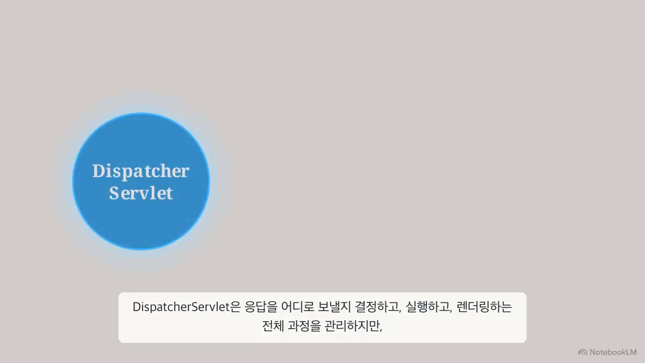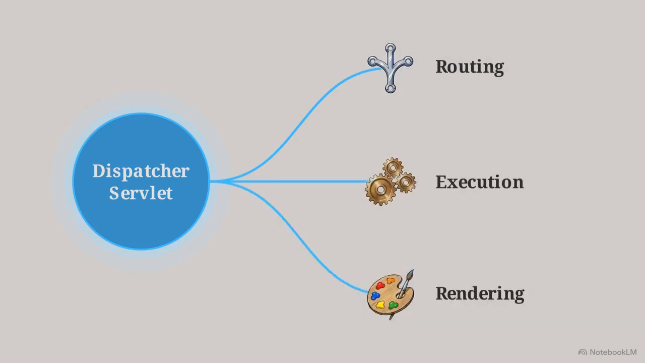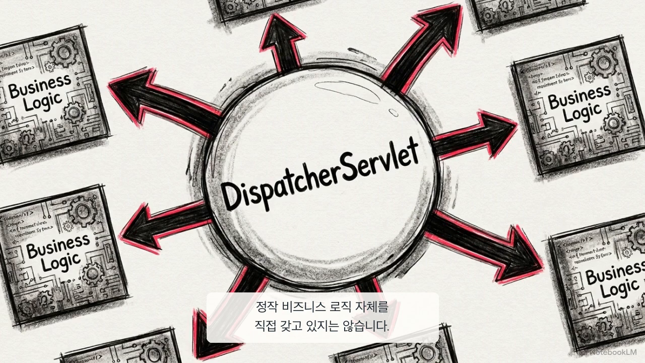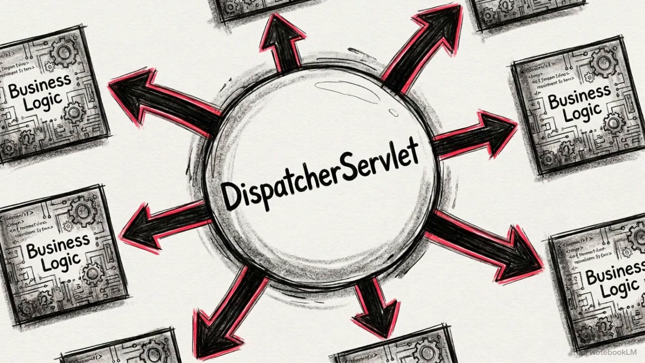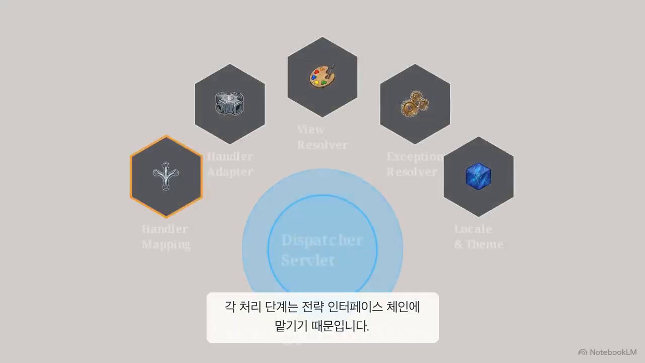The dispatcher servlet oversees the routing, execution, and rendering of the response, yet it carries out these tasks without containing any business logic of its own. It functions as an orchestrator, avoiding the God-object anti-pattern by delegating every processing step to a chain of strategy interfaces.